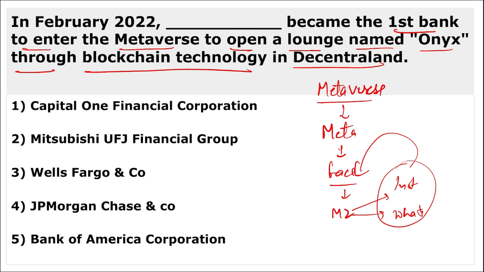Coming back, so what is the name of the first bank that entered the metaverse? It will be JP Morgan Chase and Corporation. It is the largest financial institution in the United States, and it became the first bank to arrive in the metaverse, a virtual world based technology, by opening a lounge named Onyx in Decentraland, a blockchain technology based virtual world. All right, it is just like the real world, but you are virtually there.